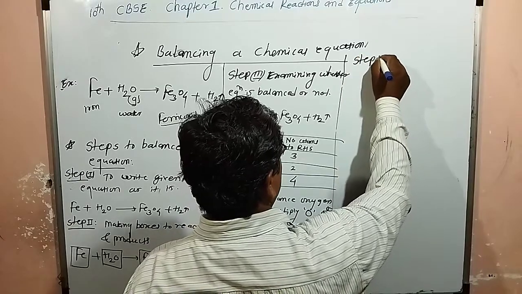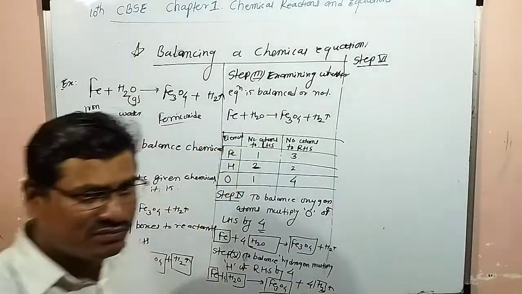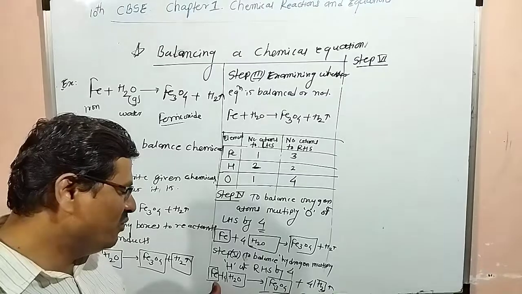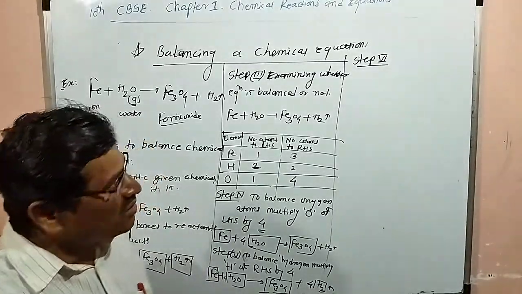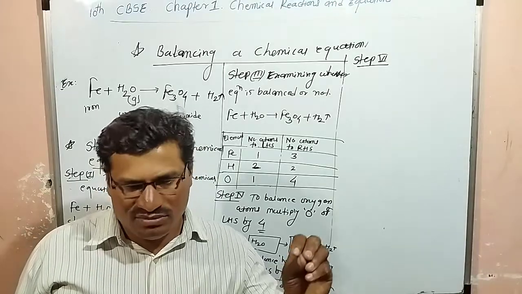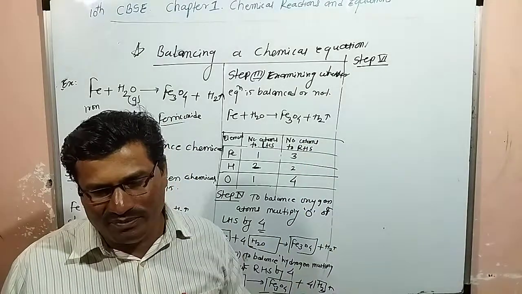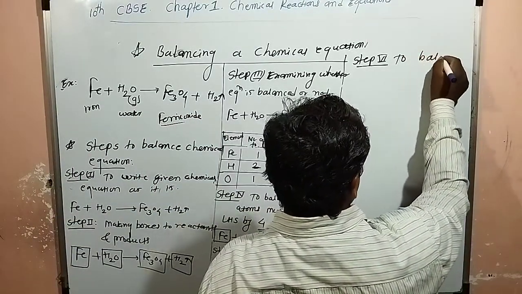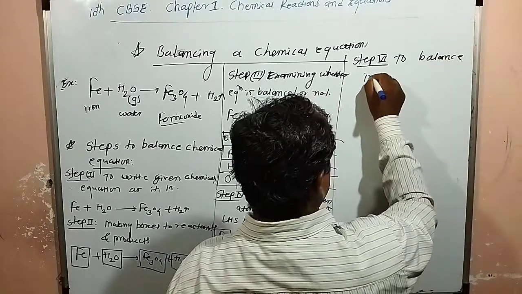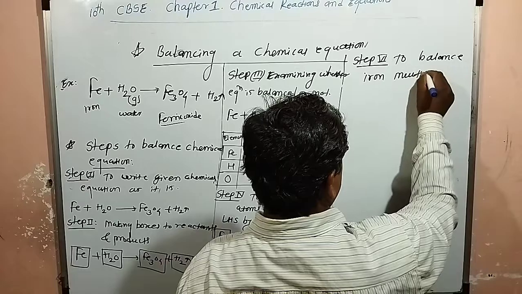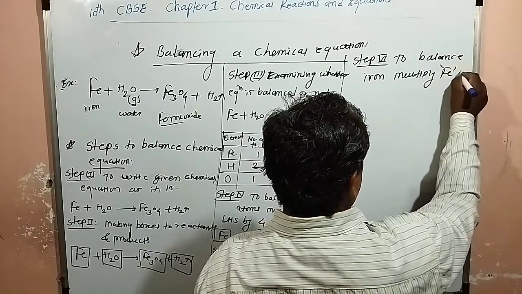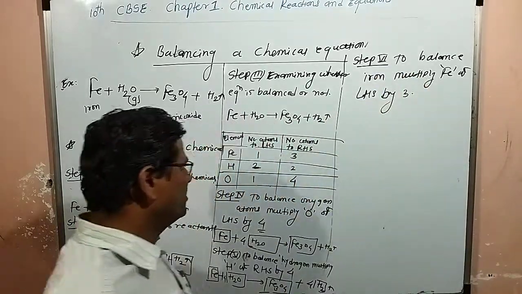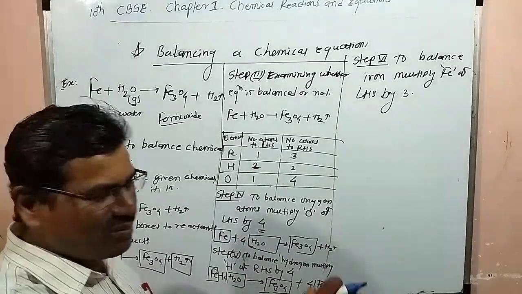Step number 6 will take. Step number 6. Now while balancing, who remains? Iron remains. Here Fe1 is there, Fe3 is there. So next step will be to balance the Fe atom. Fe is not balanced. So to balance iron, multiply Fe of LHS by 3. If you multiply by 3, then the number will get balanced.